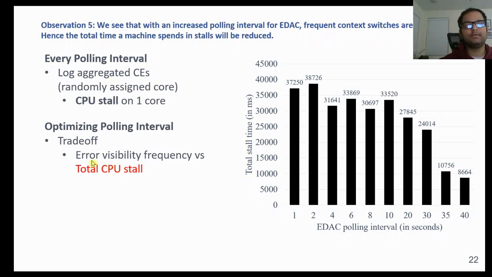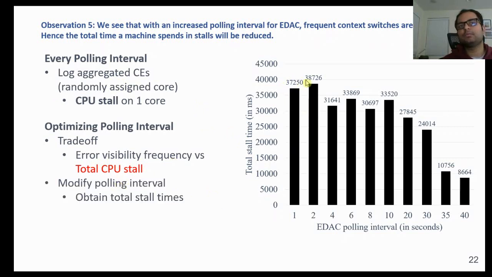So here, the trade-off is error visibility frequency versus total CPU stall. And in this graph, we see that the trend reduces. The total stall time actually decreases as we increase the polling interval. And the reason behind this is the reduced number of context switches that we are doing by moving the polling interval to a higher value. Instead of having a context switch every second, you are now having a context switch every 30 seconds.